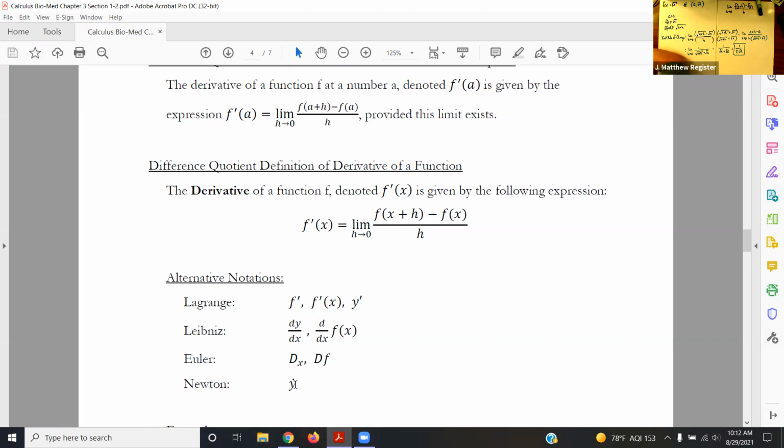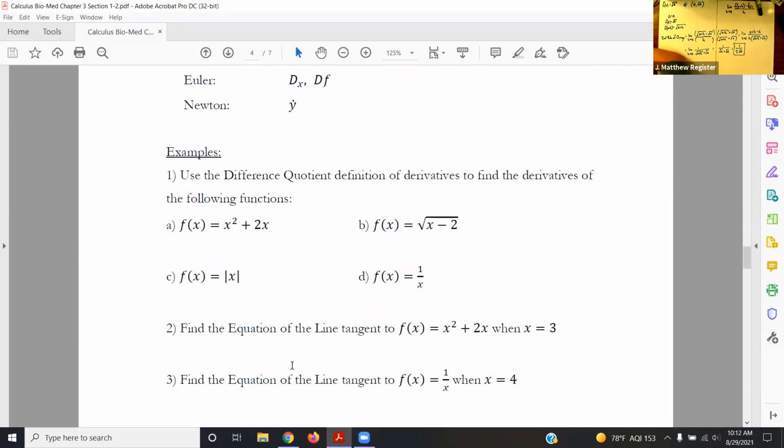And the last one is Newton. Newton was a fun one. He said, let's just put a dot over the top. And it works. It works great. And so if you ever see a y with a dot over it or an f with a dot over it, know that you're talking about the derivative of that function. We will actually see those starting in chapter 10 or chapter 7, and then again in chapter 10 if you take 356. But yeah.